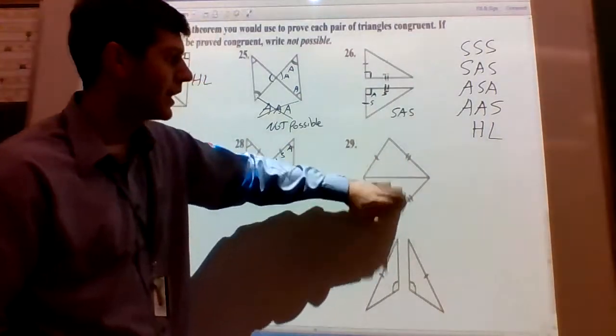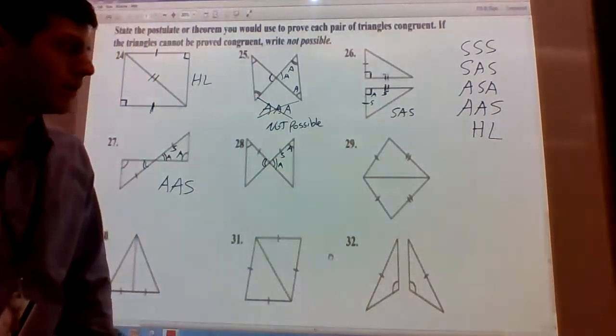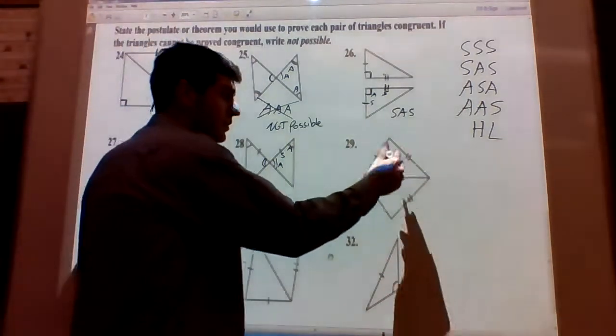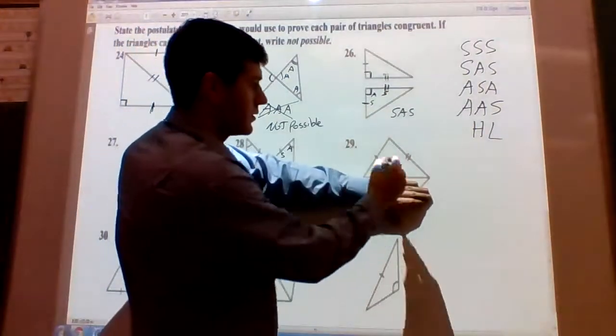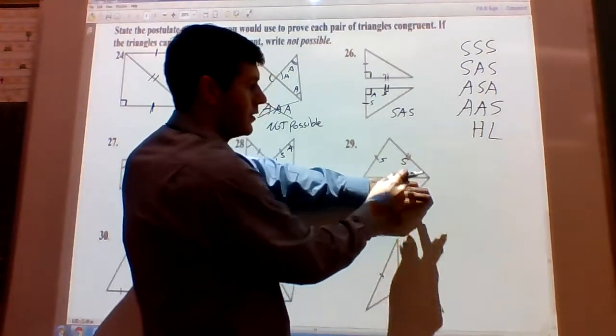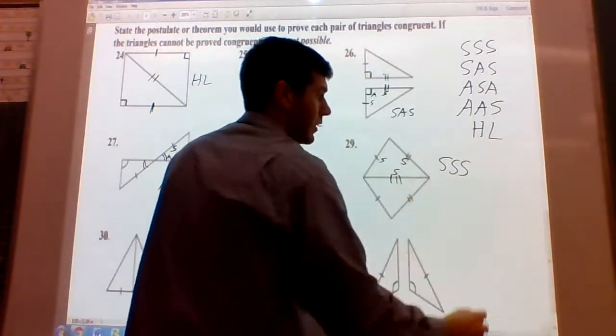So if we have 29, we can't cover this triangle up and look at what we have yet because we only have two corresponding parts that are congruent. We need three corresponding parts that are congruent. So we use the reflexive property to show that here's our third congruent part. Cover up one of the triangles. Is this a side or an angle? It's a side. Is this a side or an angle? It's a side. Is this a side or an angle? It's a side. So it's a side, side, side postulate.